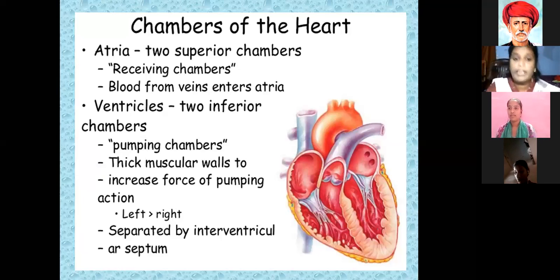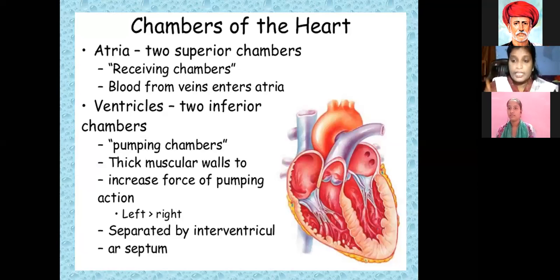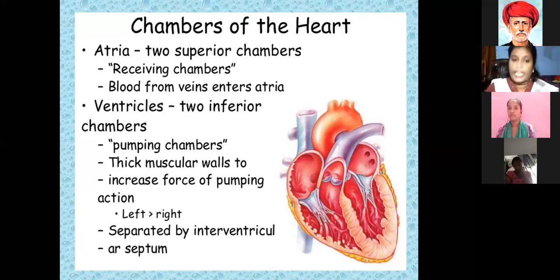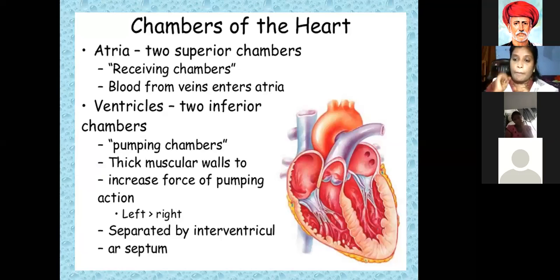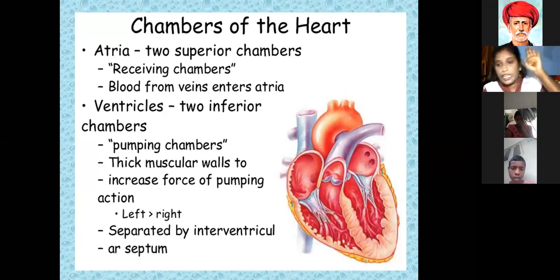Yes, madam. The ventricles are the two inferior chambers. The auricles are superior chambers, and the ventricles are inferior chambers. The ventricles are called pumping chambers, pumping the blood. The auricles are the receiving chambers, and the ventricles are the pumping chambers, pumping the blood through all parts of the body.